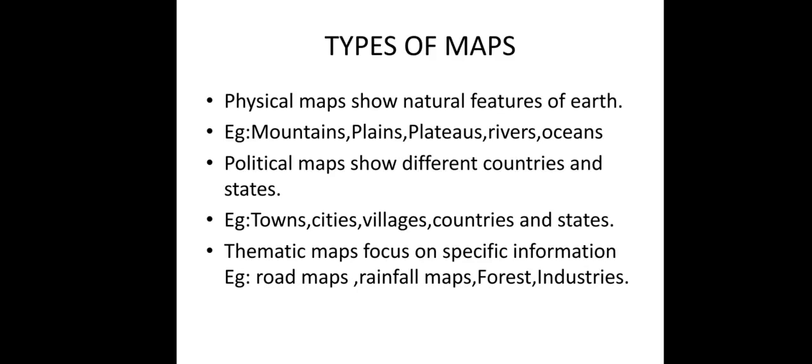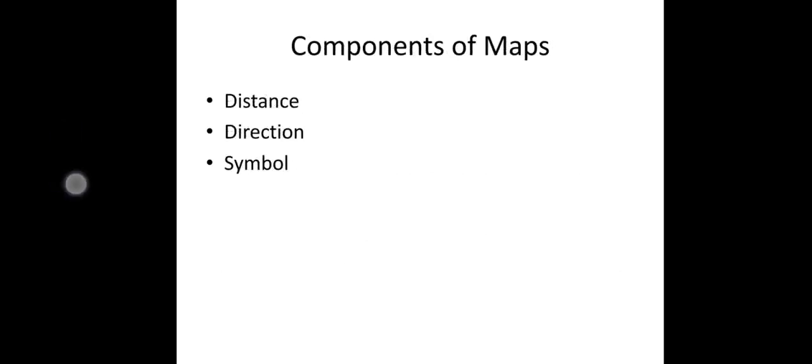And finally, the third one is the thematic map. What is meant by a thematic map? It focuses on specific information. For example, in Tamil Nadu, whether there was rainfall yesterday, it gives some information. Where are the forests in India? And where are the roads in particular? If you take one village, where are the roads? Like that, it will give some specific information. So it is called thematic.